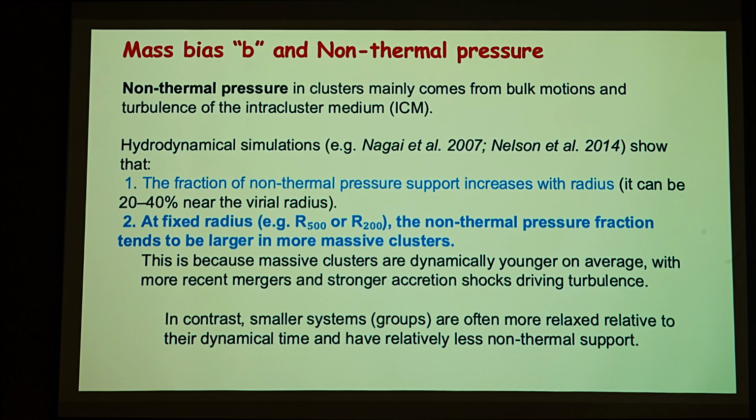Now, massive clusters are dynamically younger on average, with more recent mergers and strong accretion shocks, so there's turbulence. It does not come to hydrostatic equilibrium. But in contrast, smaller systems, groups, are more relaxed and less turbulent.